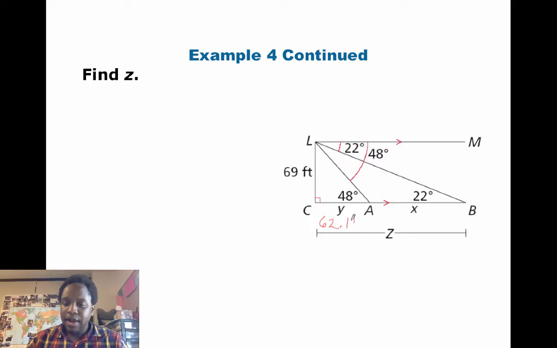Now let's find z, because if we find y, the distance the closest boat is from the lighthouse, and then we find z, the distance the farthest boat is away from the lighthouse, then we can subtract those two distances to find how far apart the boats are from each other.